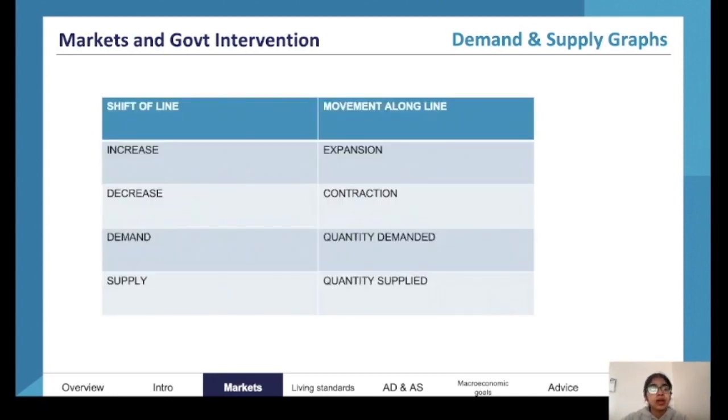All right, so this is pretty much a summary of shifts and movements. Just remember, movements are because of price-related factors. It's literally the price of that specific good or service changing, whereas a shift is all about other non-price related factors.